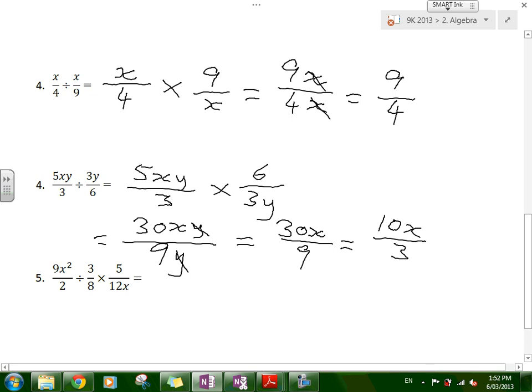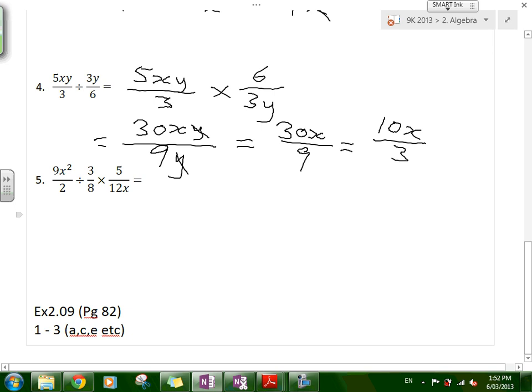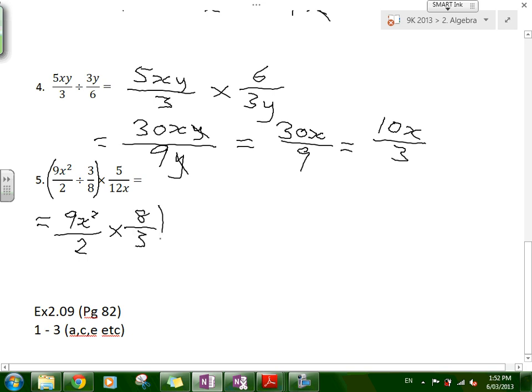The final one we'll have a look at. It's this, 9x squared over 2 divided by 3a times 5 over 12x. The way we approach this is we look at the first two first, and then ignore the third one for the moment, and then we deal with it individually. Alright, so first thing is, let's look at what's inside the brackets. 9x squared over 2. What do I do with the 3a? Flip it, and I multiply. Multiply by 8 over 3. And then I have to put times 5 over 12x.